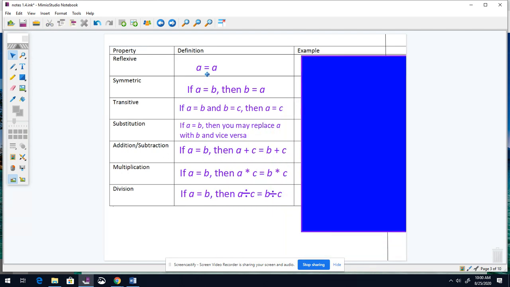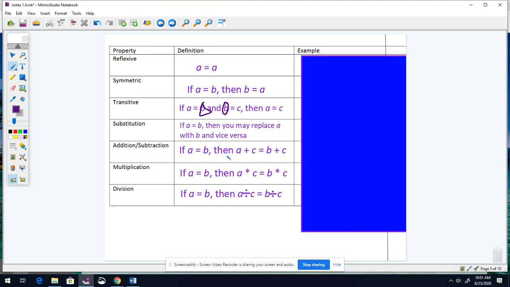Reflexive property just means anything's equal to itself, like 5 equals 5. The symmetric property is the one that allows us to write in a different order, like if A equals B, B equals A. So if 7 equals X, X equals 7. A lot of times students like to have the variable come first, and in the end, it doesn't really matter. Transitive property is the one that shows us that if A and B are equal, and then B and C are equal, then that means A and C have to equal. Like there's a common thread that connects them.